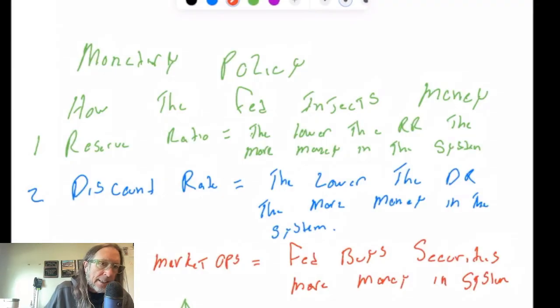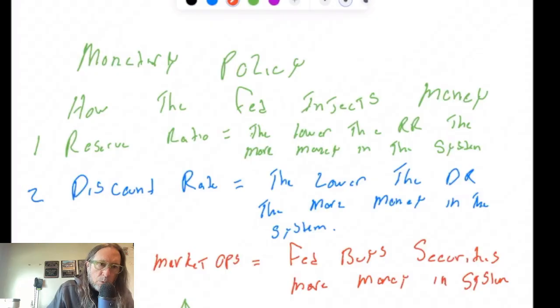So again, in this one, we covered mostly reserve ratios and open market operations, but I'm also going to go into the discount rate impact as well. So just bear with me. This is how the Fed would inject money into the system.